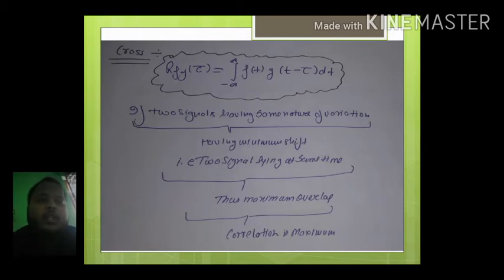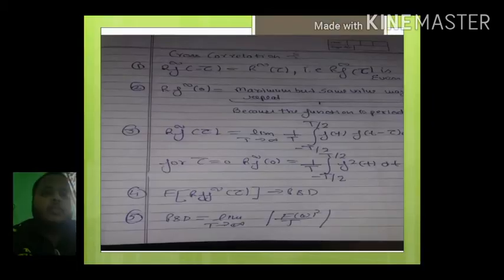Rfg(tau) is equal to the integration from minus infinity to plus infinity of f(t) g(t minus tau) dt. So if two signals have a minimum shift, that is, two signals lying at the same time, there is maximum overlap. So cross correlation is maximum. So these are the properties of cross correlation. There are 5 properties of cross correlation.